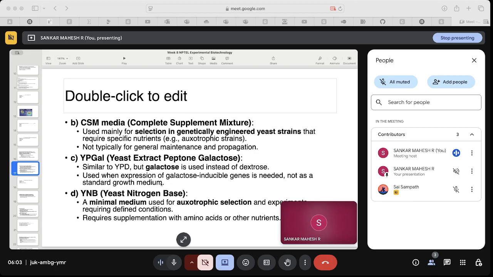The next is YNB, yeast nitrogen base. Again, it's a minimal media, used for auxotrophic selection, like we mentioned in CSM. The only difference is that in CSM you'll have all of them. In YNB, you take yeast nitrogen base that gives you the minimal sources of carbon, nitrogen, sulfur, oxygen, and phosphorus. Other than that, you need to add the supplement. For example, in a methionine auxotroph, you need to add methionine separately. That is what is given as requires supplementation with amino acids and other nutrients.